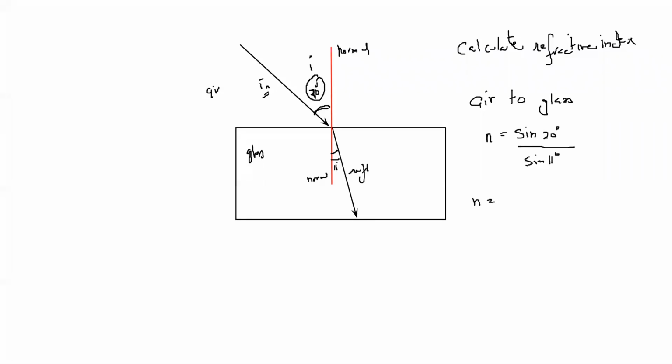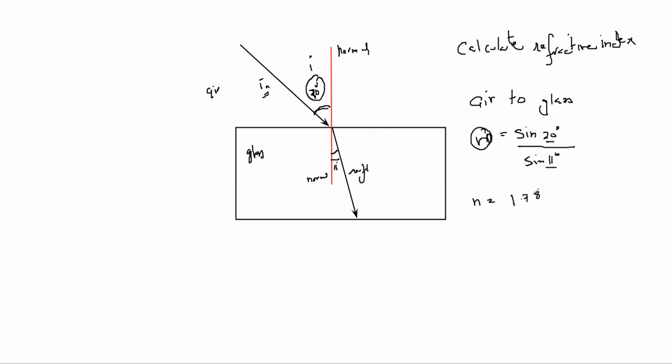Yes, 1.79. So which angle do we need to find? We know n. N is the refractive index, the ability of the medium to bend light. I is the angle of incidence. This one is the angle of refraction. So this is coming out 1.79.